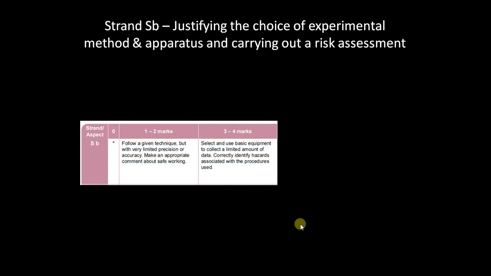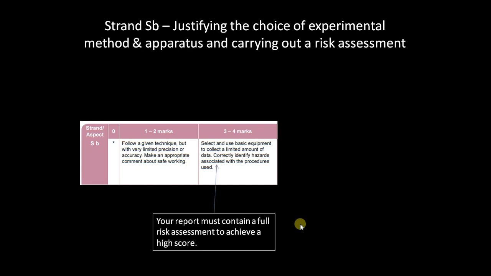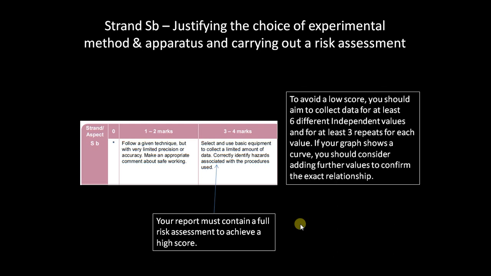Okay, let's move on to the second part of the strategy, Strand Sb. Now this is about justifying the choice of experimental method, justifying your apparatus and carrying out a risk assessment. Now your report must contain a risk assessment to achieve a high score. Now to avoid a low score, you should aim to collect data for at least 6 different independent values and to carry out at least 3 repeats for each value.